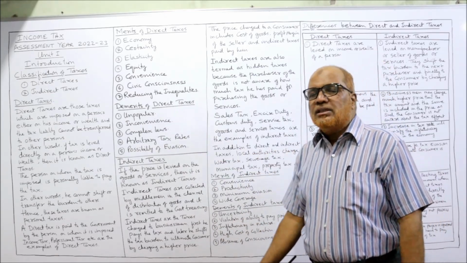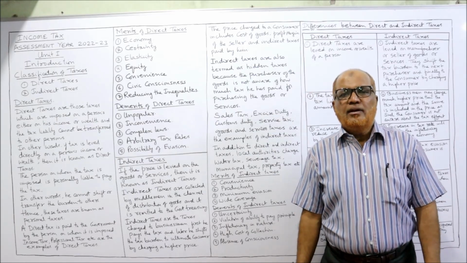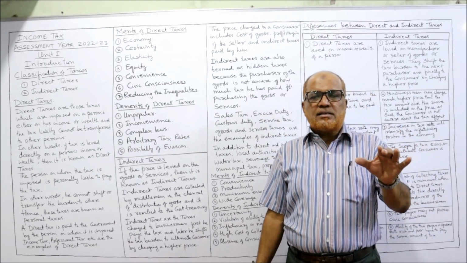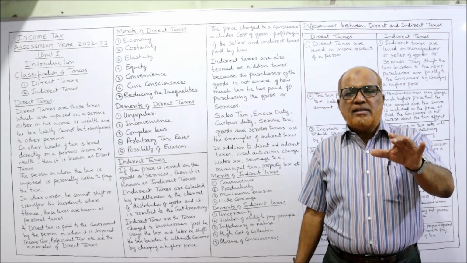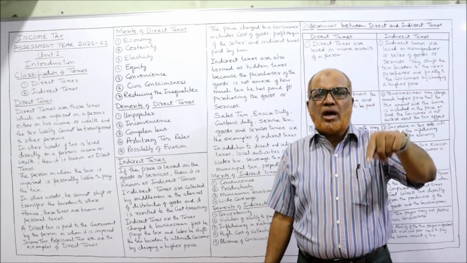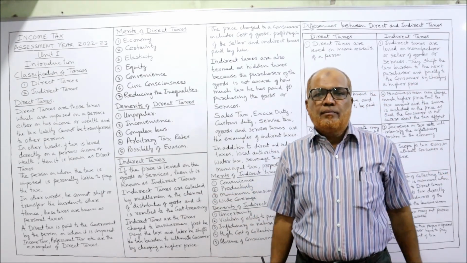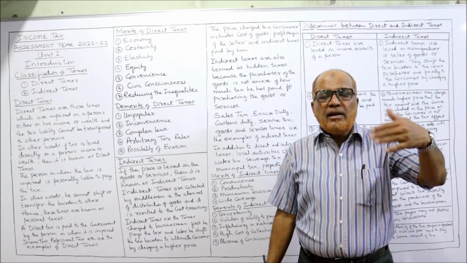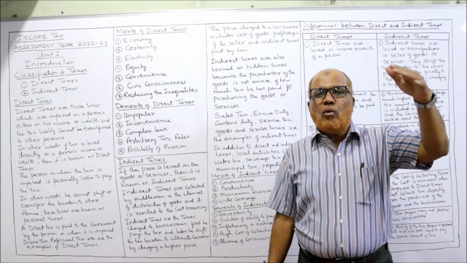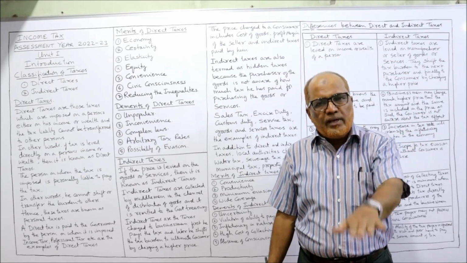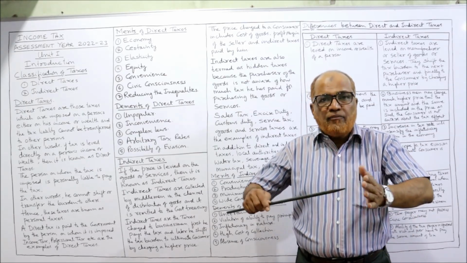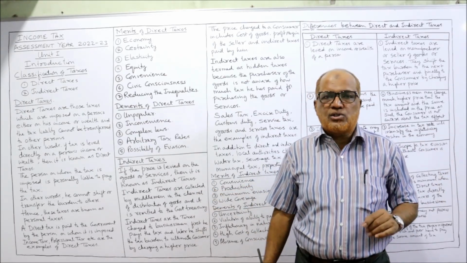Last one, reducing the inequalities. If there are no direct taxes, what will happen? The difference, the gap between rich and poor will widen. Because money multiplies money. Rich will become more richer and poor will always remain poorer. The gap will increase between haves and have-nots.